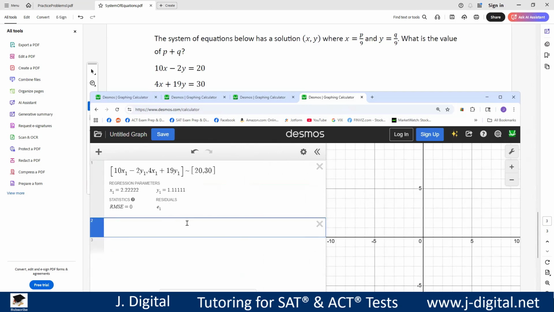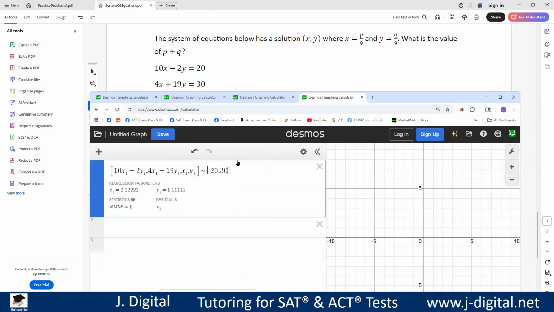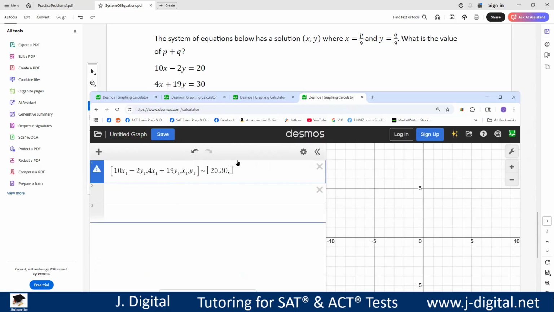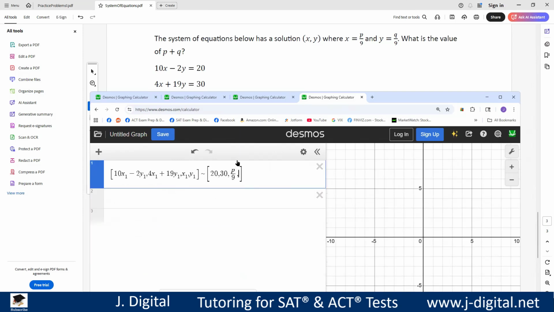Now another way to do this is to add those equations, the x equal p over 9 and y equal q over 9, to be part of our regression. So it solves for p and q directly. So I'm going to do here, and then a comma, x1, comma, y1. And over here, the equation was x1 equal p over 9, so we put p over 9 here. And then y1 equal q over 9, so do comma, q over 9.